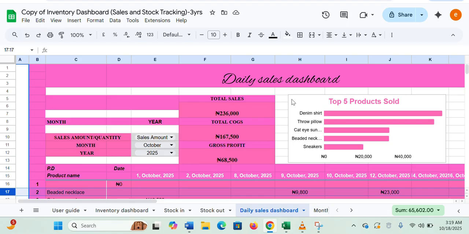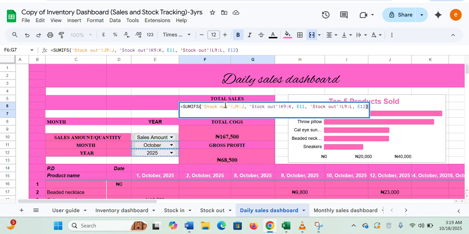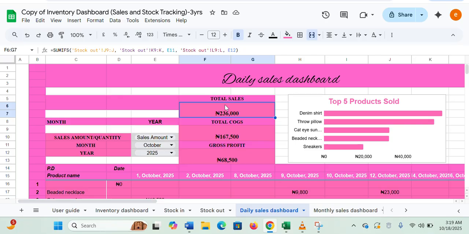Yes, then another thing that makes so much sense for you here is total sales. So now you want to know, how much did I make in the month of October? How much money did I make? Again, these boxes in pink, yes, I call them KPIs. You really do not have to input anything there. There, it is automated. There are formulas there that help you to calculate. Do you understand? So now this tells me that, oh, in the month of October, I made a total of 236,000 naira. Oh, total cost of goods sold.